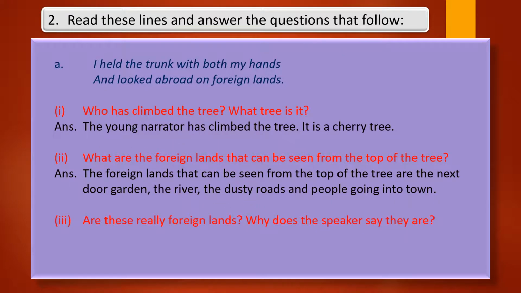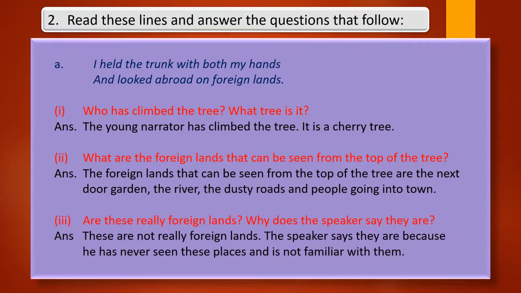Third question. Are these really foreign lands? Why does the speaker say they are? So children, what do you think? Are they really foreign lands? No, of course not. For the child, they were foreign lands, because the child has never seen them, isn't it? That's why the speaker said like this. They were all new to him, he was not at all familiar, so he thought it is a foreign land, right? So let's see the answer. Here it is. These are not really foreign lands. The speaker says they are because he has never seen these places and is not familiar with them. Okay, children?